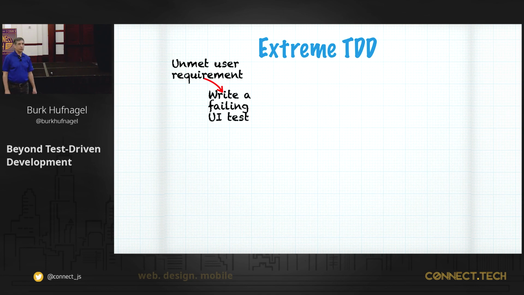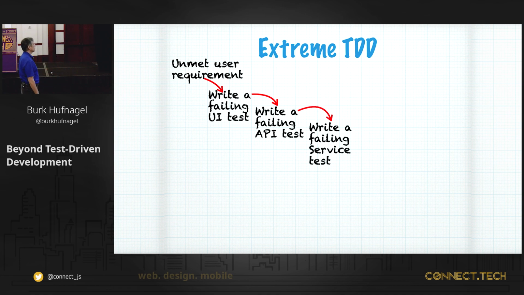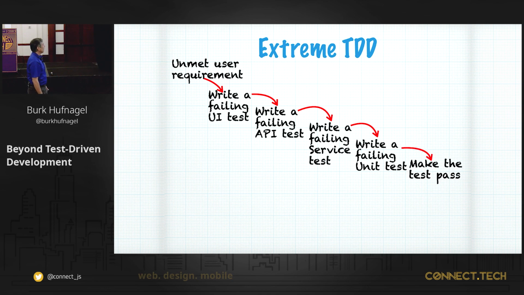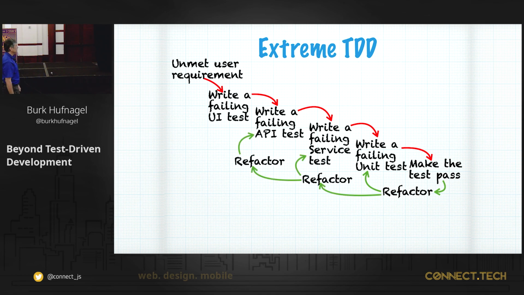Start with your unmet user requirement, write a failing UI test, which causes a failing API test. That becomes a requirement for my API. My API test says, okay, I need a service. My service says, okay, I need to have something actually do the work. I'm going to make that pass and refactor. And when I get enough of that working, my service passes. I can refactor that. And my service works, now my failing API test works, my failing UI test works. I have a complete feature. So use TDD to drive TDD at lower and lower levels.